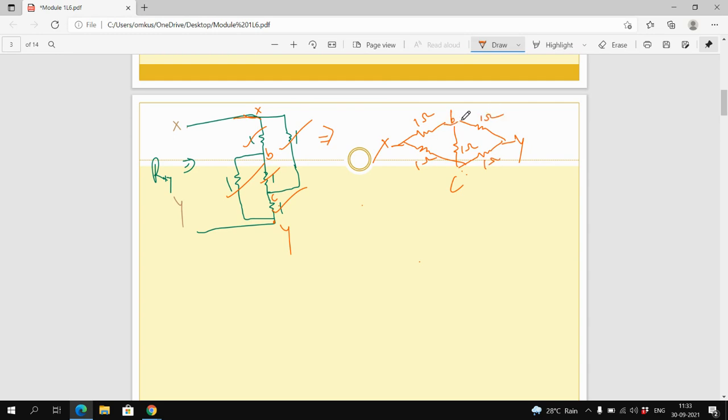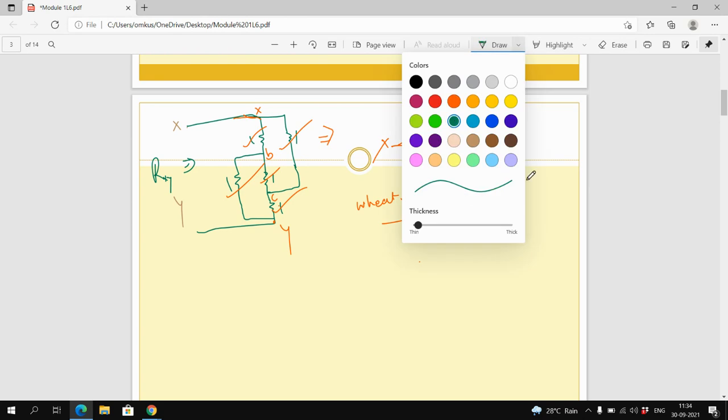Now see, this circuit looks like a Wheatstone bridge, right? What do you mean by Wheatstone bridge? You are studying this in class. So R1 upon R2 is equal to R3 upon R4. In a Wheatstone bridge, if the bridge is balanced, there is no current flow in this branch, right?